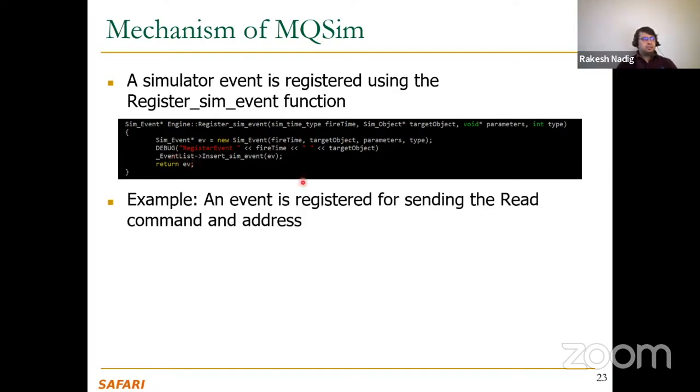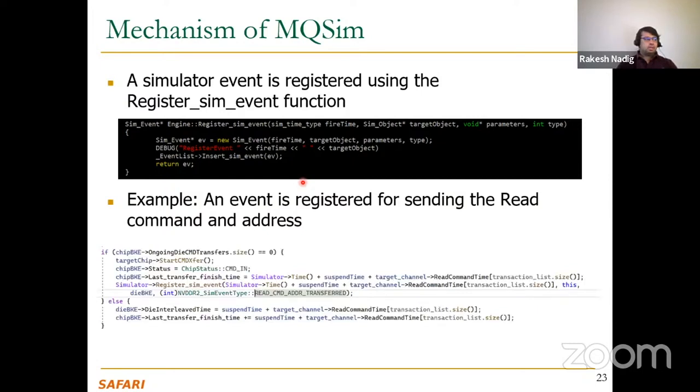So an event is registered, let's say, for sending a read command and address. We basically call the register sim event function, and we give the time: the current simulator time plus suspend time plus the read command time. So this is the timestamp for the event to get executed, and then we call the callback macro, which is used in the callback function. So read command address transferred will be the macro which is looked up in that callback function, and then the routine is executed. So this is how we register an event in the MQSim.